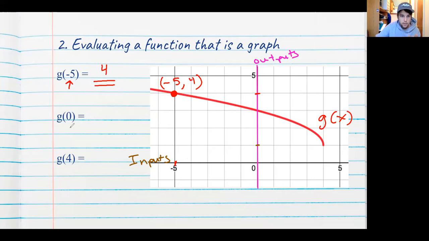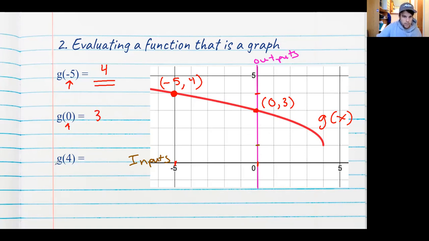Let's keep moving on here. G of 0, so 0 is our input, so 0 on the x-axis is right here. Again, we have to move up to find our point, and here's our point right here. This point is 0 for input and 3 for an output, right? 1, 2, 3. Our y coordinate is 3, that's the output.